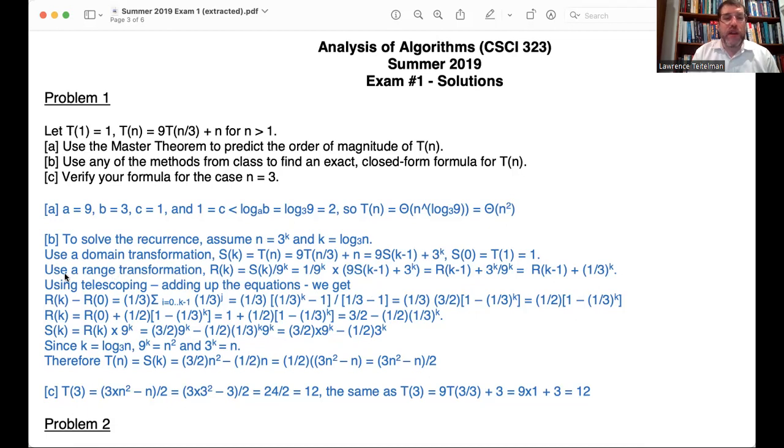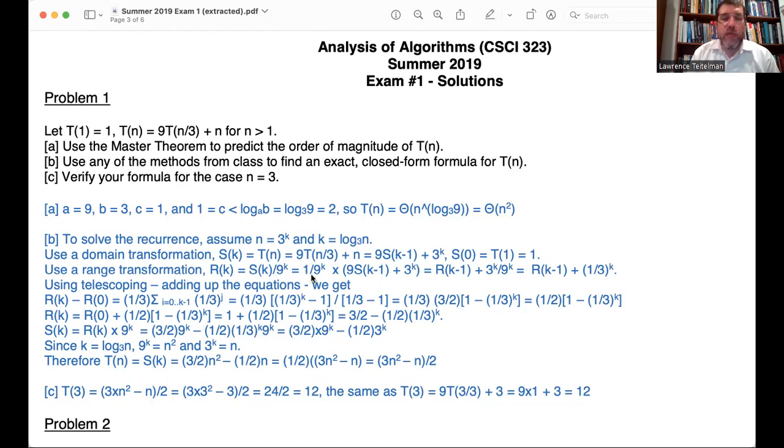So now we're ready for the range transformation. In a range transformation, I don't change the input. I change the form of the output. So instead of just taking s of k, I'm going to do something to that s of k, and I say, let's divide it by 9 to the k. Why did I divide it by 9 to the k? Why not something else? The answer is because I want to deal with the 9 that's in the front. Can you point to the 9 in the front of the equation? Correct.